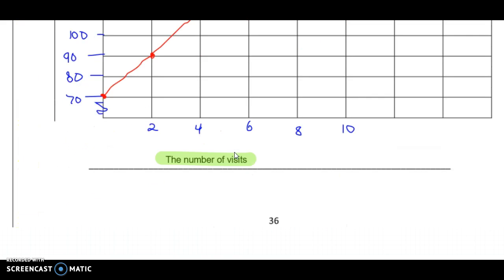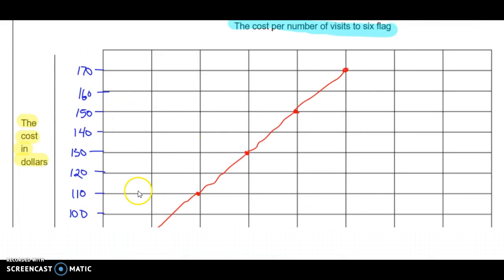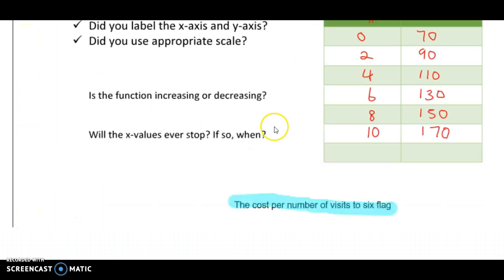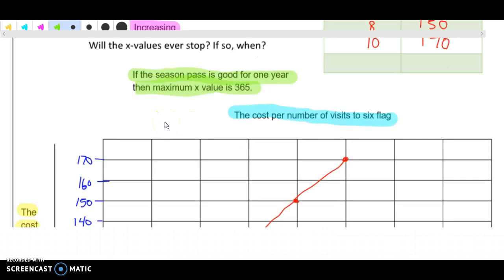Okay, now if you look at our graph, is the function increasing or decreasing? Well, you could see that the line is increasing from left to right, so that's increasing. Yep, so the graph is increasing, and for the x value, like again we said that if the season pass is good for 1 year, then assuming you go to the Six Flags every day, which is kind of weird, but let's say you do, then the maximum x value is 365, right?